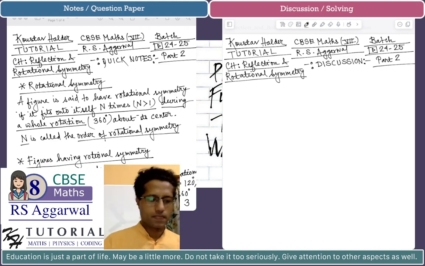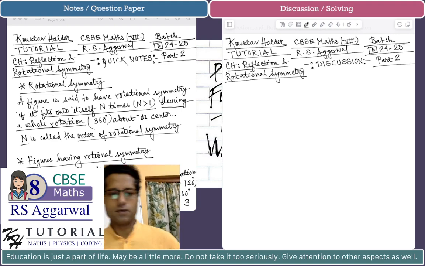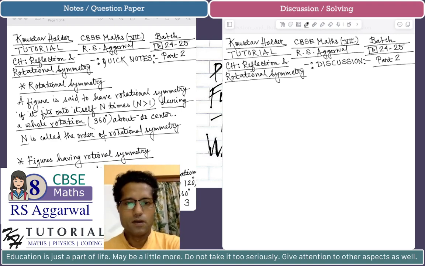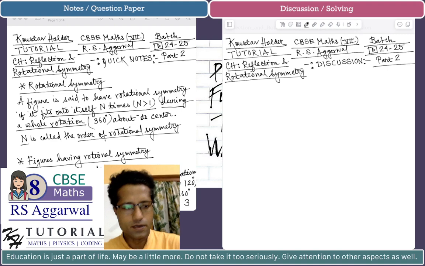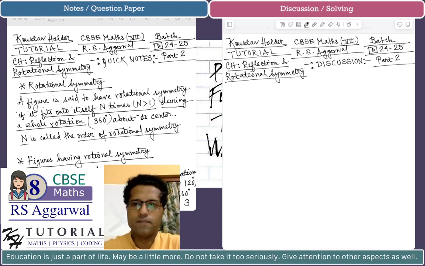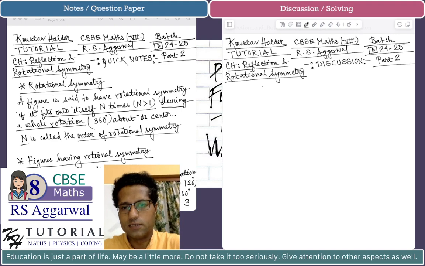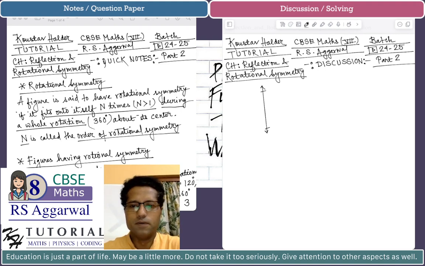I said something wrong. One concept that I was discussing was wrong. So what is a reflection symmetry? A reflection symmetry is a symmetry about a line, where a figure is said to have reflection symmetry about a line if the figure looks identical on either side of the line. Now, let's say this is a line of symmetry.